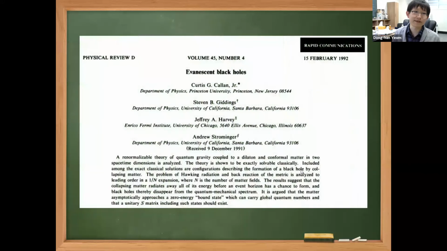So let's go into more detail on this interesting topic. The title of the CGHS paper was about evanescent black holes. So what do we mean by evanescent? Evanescent means that this is a black hole but not a black hole. When CGHS first wrote this paper, they vaguely thought that a black hole is formed, but due to the Hawking radiation, the singularity will not be formed. That was their original idea.